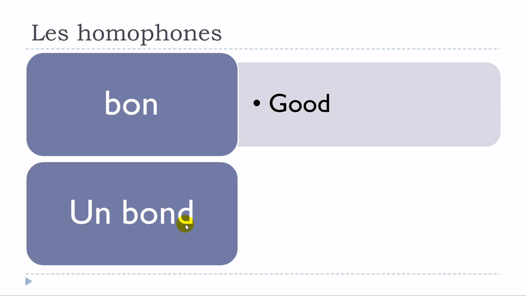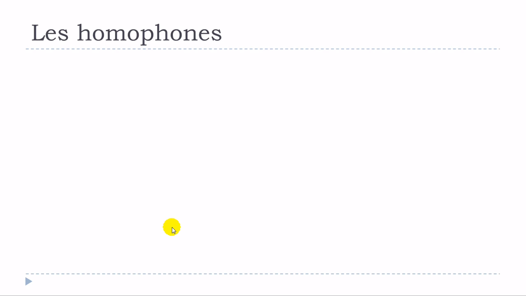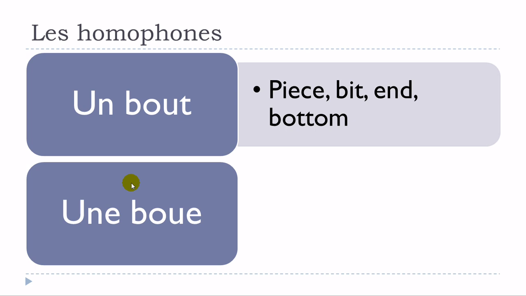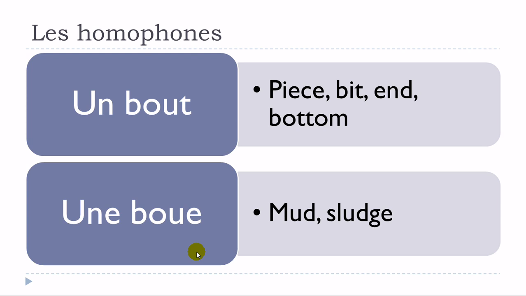Un bon. Un bout. Remember, final T not pronounced. Un bout. Une bout. Okay, so here the only difference between the two is here you get T at the end and here you get E at the end. Une bout.